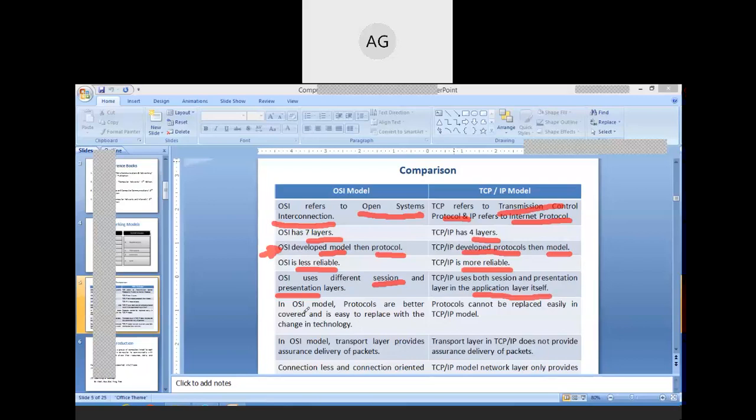The next difference is that in the OSI model, protocols are better covered and easy to replace with the change in technology, because here the model is developed first and after that protocols are included in it. So as the change in technology occurs, newer protocols can be added to the OSI model, whereas in the case of the TCP/IP model, as protocols are developed first, protocols cannot be replaced easily. So remember this point also.